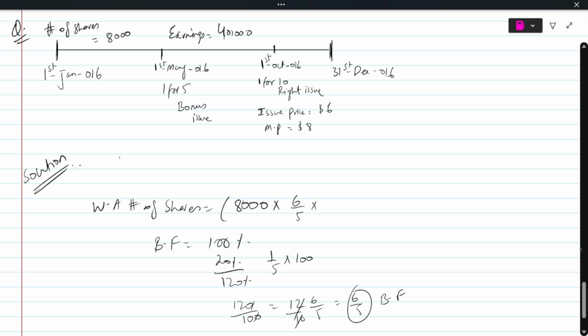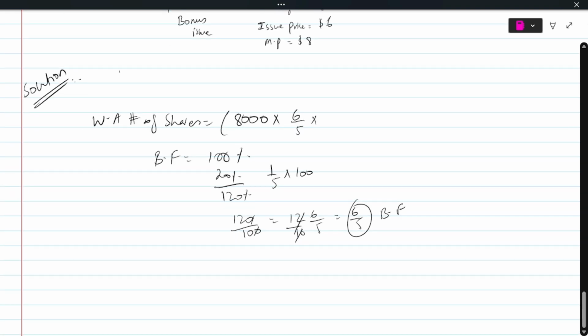Then I'm going to multiply with the bonus adjustment factor also. Why? Because there's a right issue also. Remember, before the bonus issue, you will adjust for the bonus factor, and before the right issue, you will always adjust the bonus adjustment factor also, because there are two things happening in the same year, right? So not only will you multiply it with the bonus factor, you will also multiply it with the bonus adjustment factor. I hope that is clear, because right now we are standing at the start of the year. So it's before the bonus issue, so you will take the bonus factor, and it's before the right issue, so you will take the bonus adjustment factor also for the right issue, right?